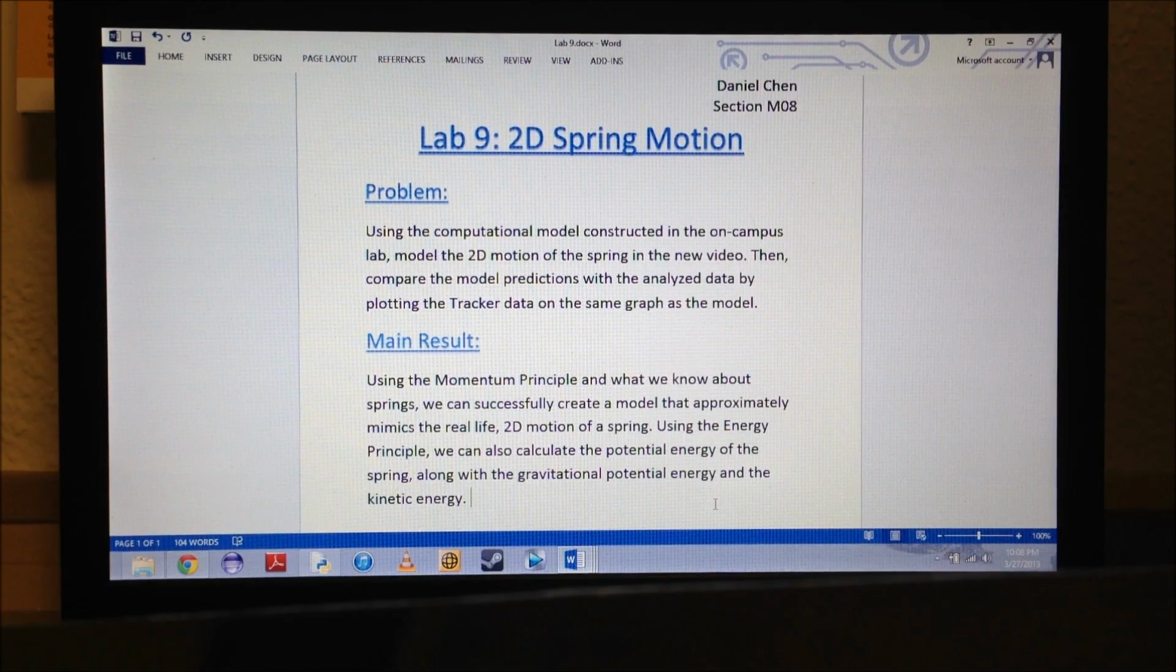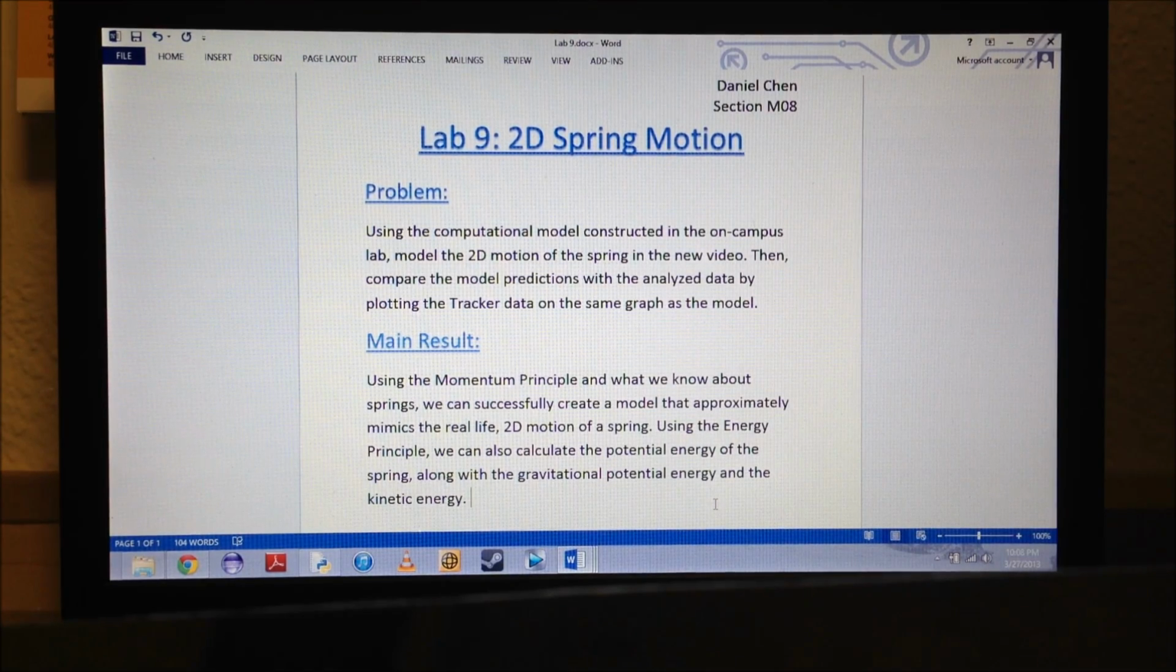Hey, this is Chen, and this is my Lab 9 on 2D spring motion. So our problem was to model the 2D motion of a spring in the new video, and then compare the model predictions with analyzed data by plotting the tracker data on the same graph as the model.